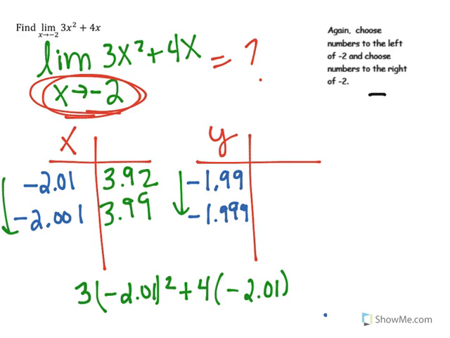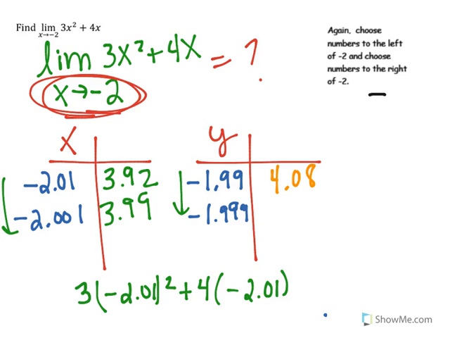3.99. Okay? Now let's look at the values to the right. Negative 1.99 squared times 3 plus 4 times negative 1.99 is going to give me 4.08. And then we're going to get a little closer to negative 2 with negative 1.999.